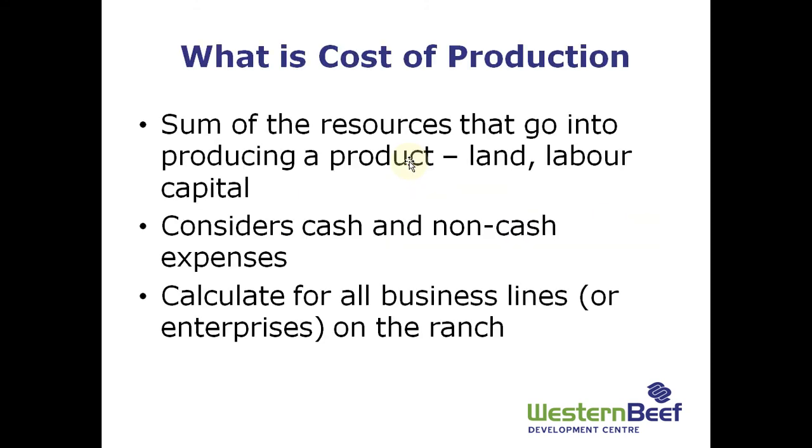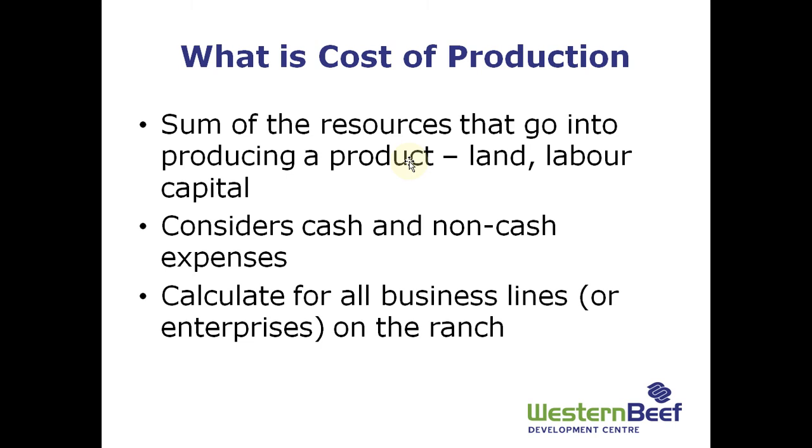So first off, what is cost of production? Cost of production is essentially a sum of the resources that go into producing a product, and those resources typically are land, labor, and capital. When you do cost of production analysis for your cow-calf operation, you need to consider both cash and non-cash expenses, as well as cash and non-cash revenues, and I'll get to that in a second. And it's calculable for all your business lines or enterprises on your ranch.